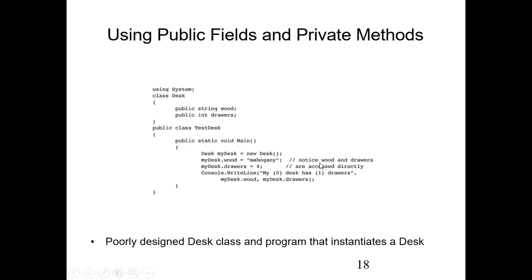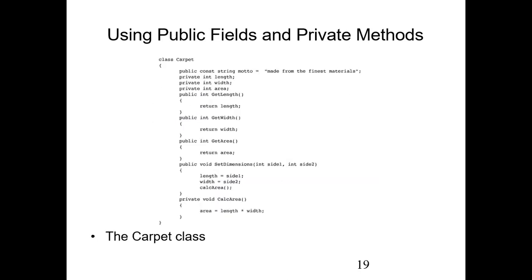Right. So notice that wood and drawers are accessed directly from a different class, and this is poor programming. This is poor object-oriented programming. A class must not be able to directly access the fields or the instance variables of another class. We should be able to do this by providing the getters and setters. Okay. Then if we do it the right way, where we are using getters and setters, we mark the fields as private.